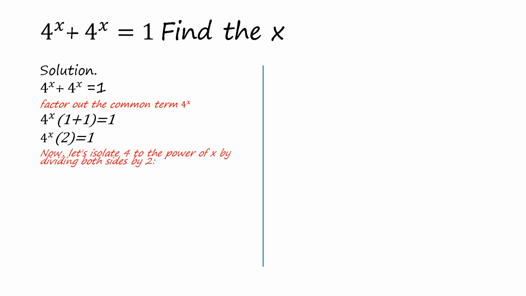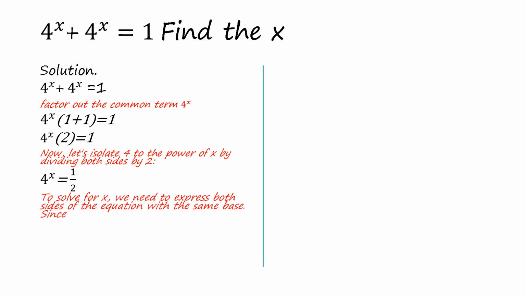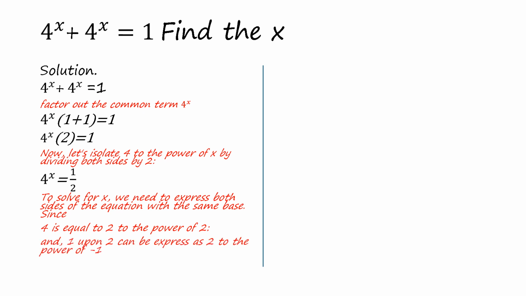Now, let's isolate 4^x by dividing both sides by 2. 4^x = 1/2. To solve for x, we need to express both sides of the equation with the same base. Since 4 is equal to 2^2, and 1/2 can be expressed as 2^-1.